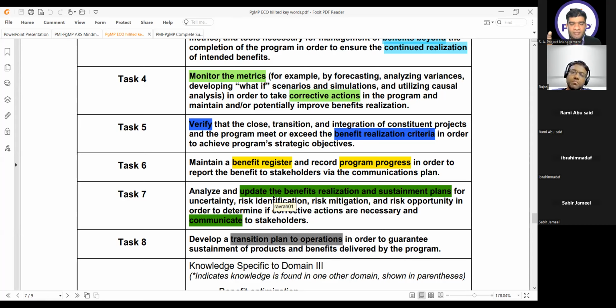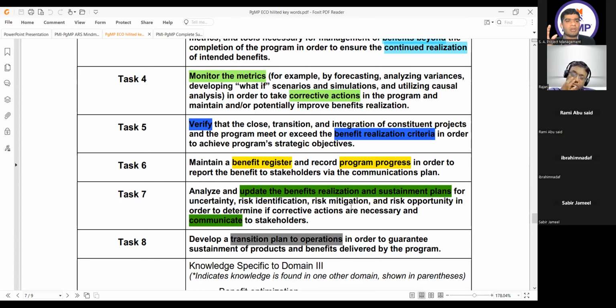Why? Because from a conceptual point of view, if I am doing any risk activity like identification or mitigation, I am following the risk management plan. That is my guiding principle at this moment. So I cannot immediately update the document which I am following. Also, the other thing is, in order to determine if corrective actions are necessary, whenever I say corrective actions are coming, it means we are monitoring the metrics and talking about the benefit realization or sustainment plan. Why? Because I have to see in the future how I am going to sustain the benefits.